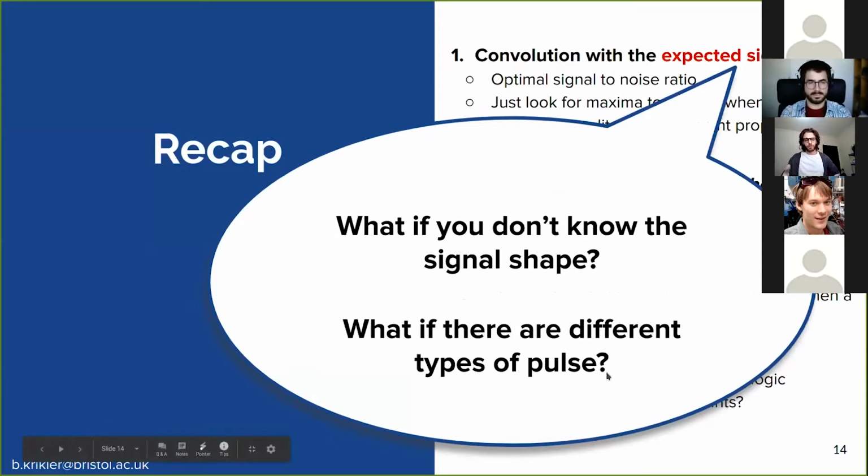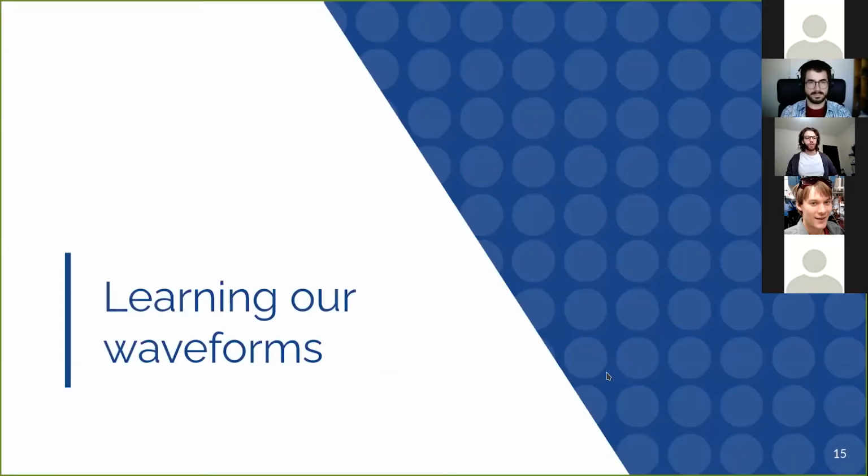And then the other challenge here is that there will often be different types of pulses. So how we want to tackle these approaches, given the nature of this workshop, will be machine learning.